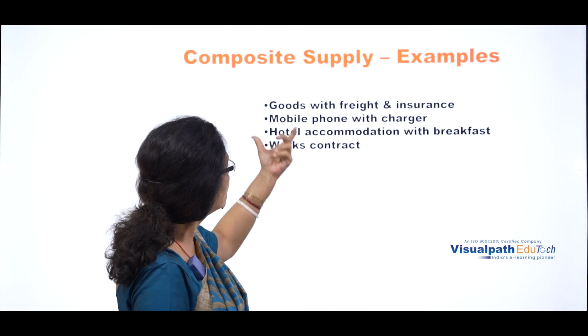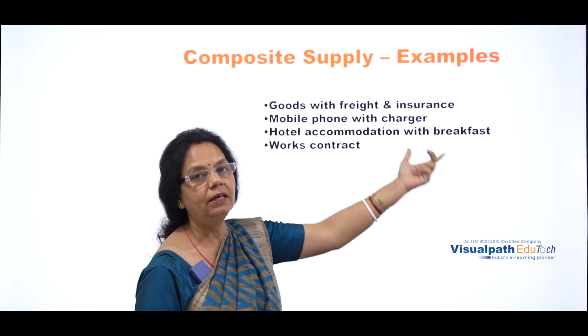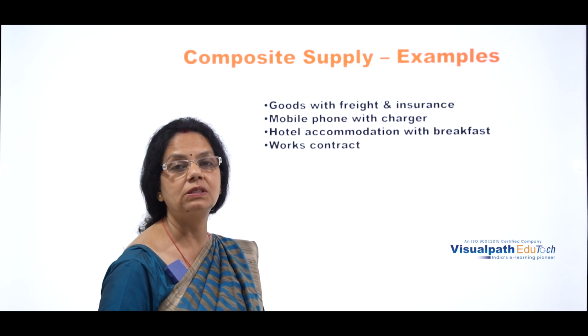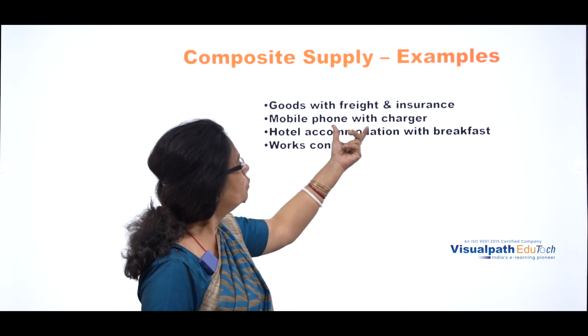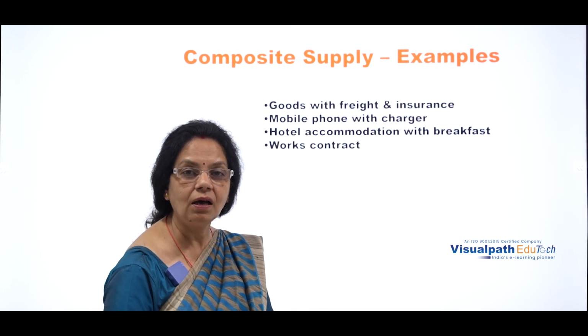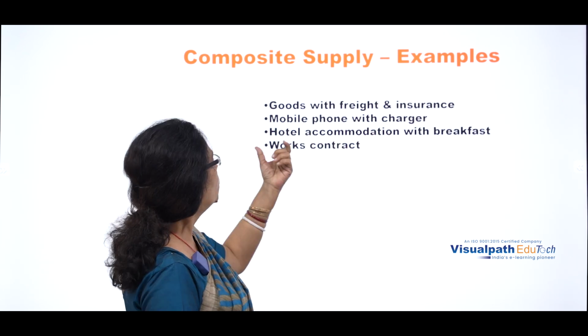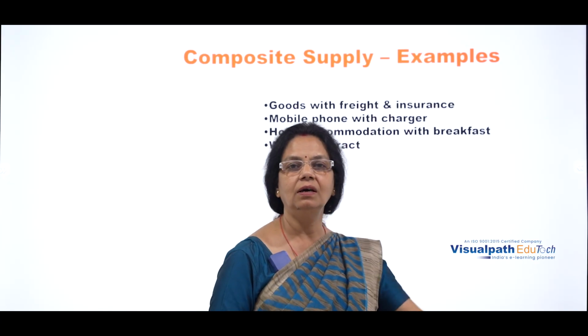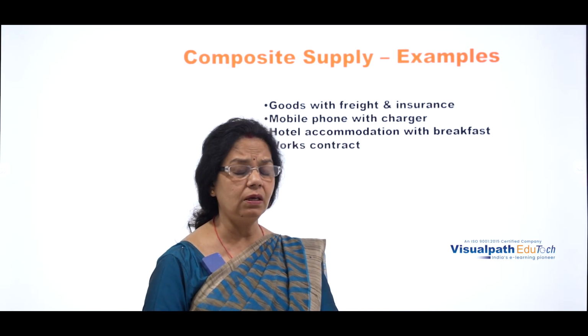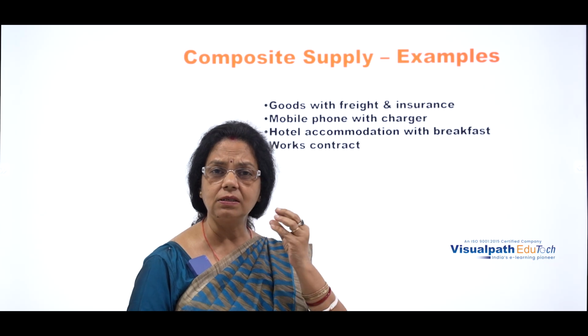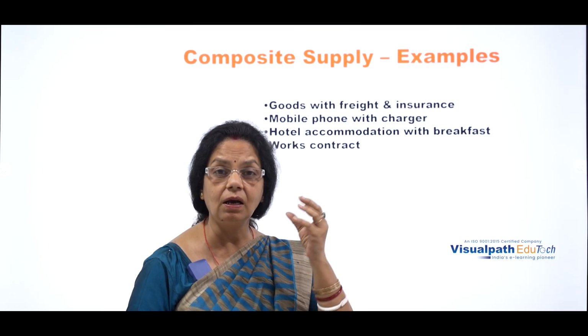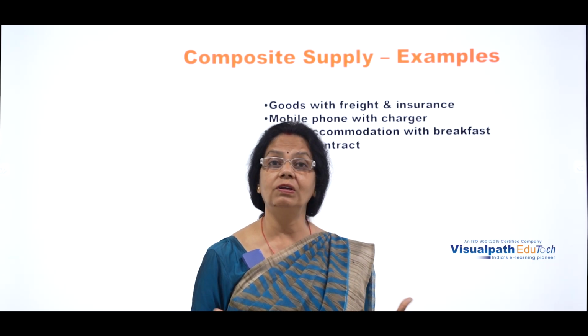What are the examples? Goods, weights, freight, and insurance. This is composite supply. Mobile phone with charger. It's a composite supply. Hotel accommodation with the breakfast. Generally, we come to hear that there is a complimentary dish. Wow, we feel very happy.